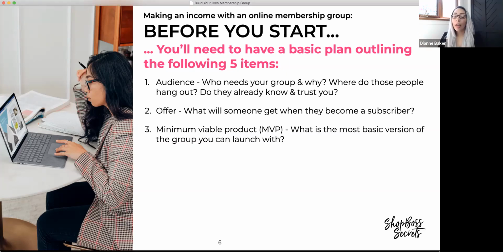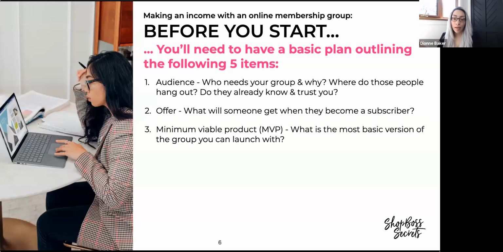You also want to have what I call a minimum viable product. It's the basic service offering, or the basic membership site, that you can start with without all the added bells and whistles, right? You want to have this minimum viable product, and you want to know what elements need to be inside of that product in order to get started.